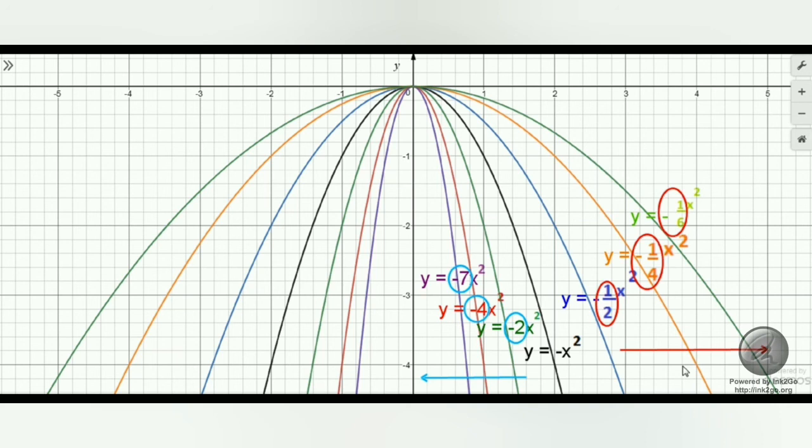There are some common properties in all of these graphs. All of them are parabolic graphs with a maximum point. The maximum point is 0, 0. The maximum value is 0. The graph is symmetric about the y-axis and the equation of the axis of symmetry is x equals 0.